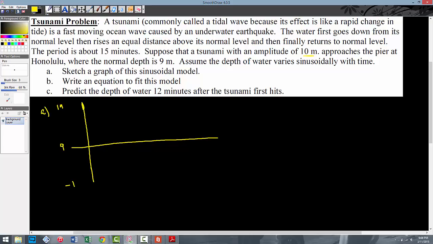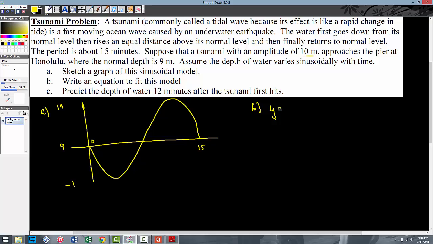When they talk about the water first going down from its normal level, you should have seen this happening. Down from its normal level, then up an equal distance above its normal level, and then coming back down to its normal level. This is upside down sine. And so it even gives you the period. It gives you the period, 15 minutes. So this is 15 right here, where this is 0. And from here, this is A. It's done. And so now you have to figure out B, write an equation to fit this model.